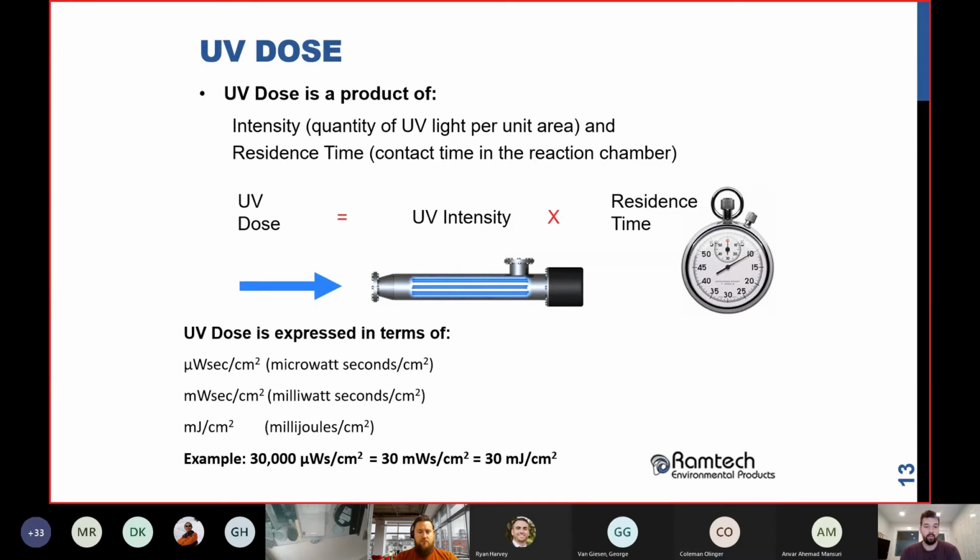What is the dose we need? UV dose is simply UV intensity, so how intense those lamps are, multiplied by the residence time, so how long that water spends in a UV system. This is a drinking water reactor shown here, but it's the same sort of thing.